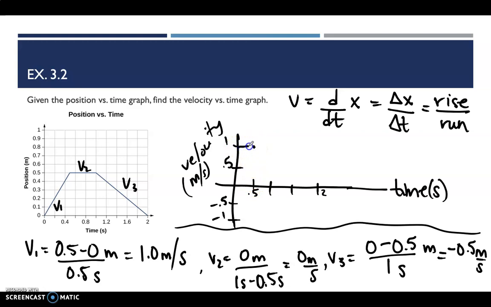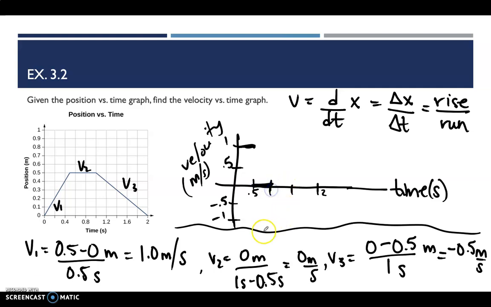How we draw this is going to be a straight line. This makes sense because the velocity is staying constant. We don't have it depending on anything other than time. So it's going to be 1. Then we have 0 from 0.5 to 1 second. So we're going to just thicken that line.